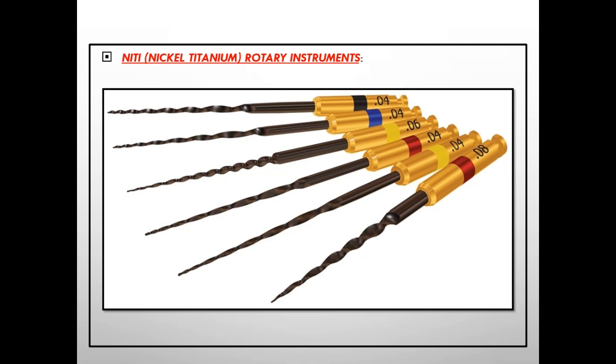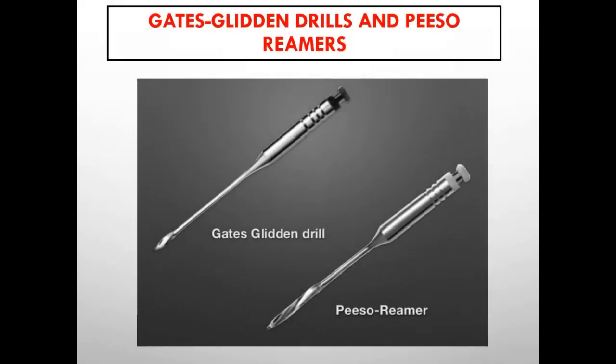Gates Glidden drills and Peeso reamers cut laterally, resulting in strip perforation. Hence they should be used only in a withdrawal motion to remove tooth structure at a low speed.